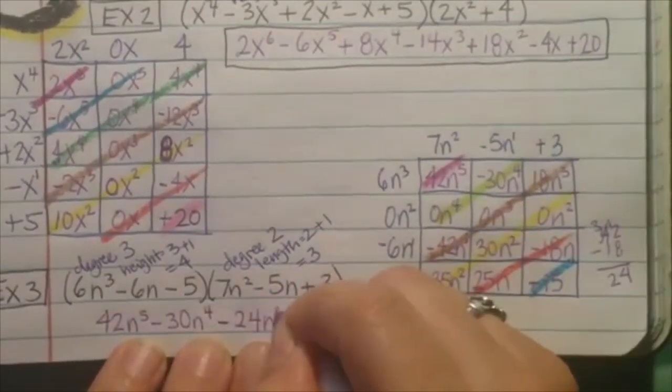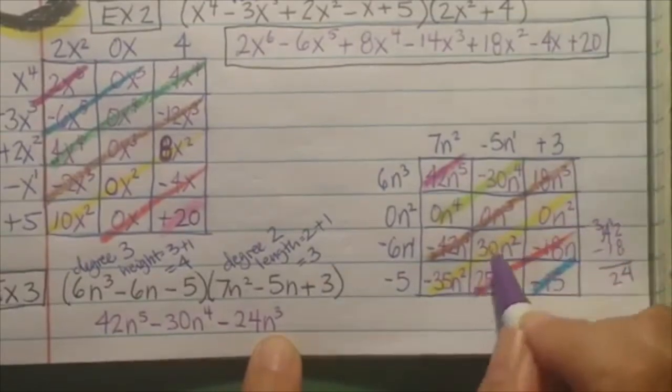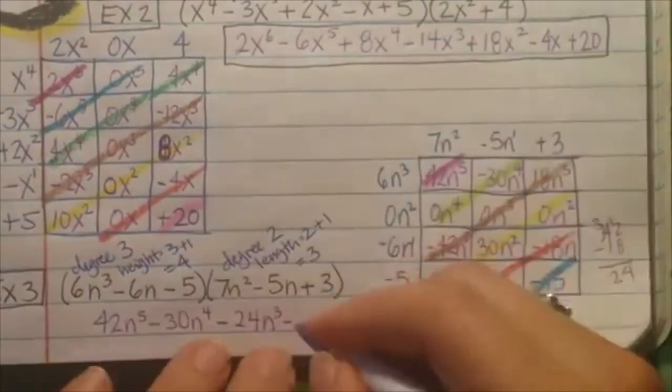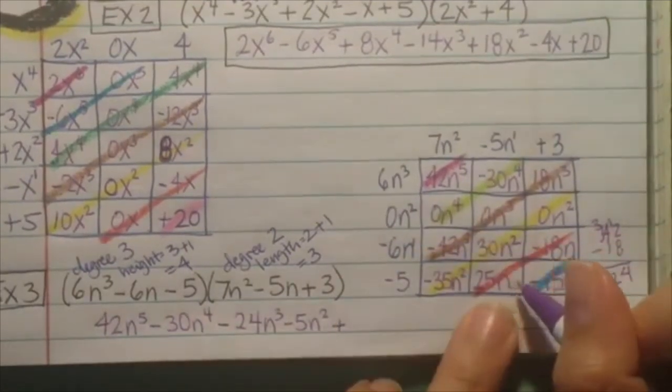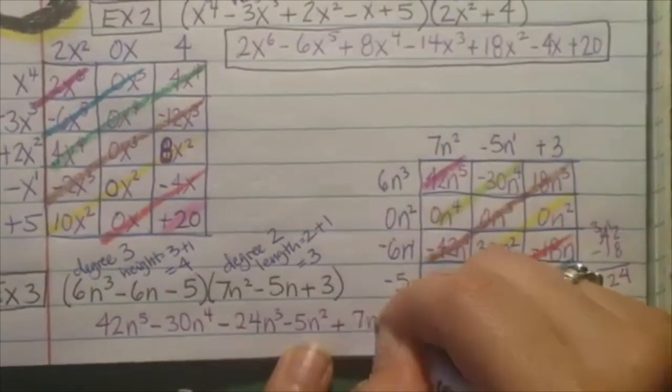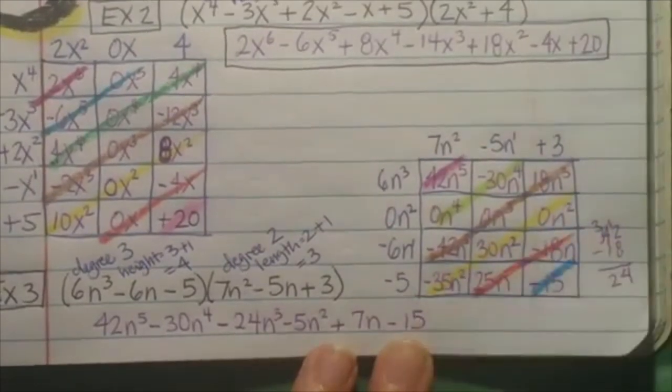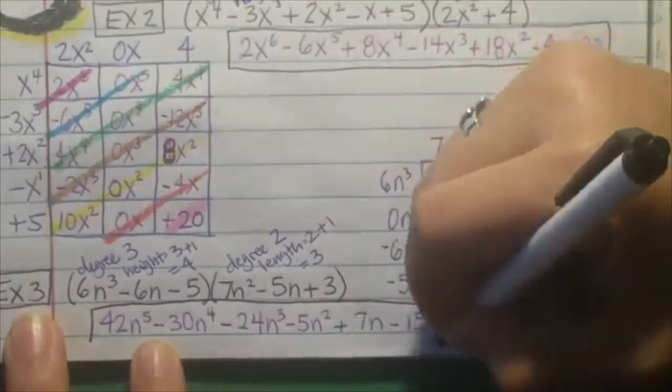N to the 3rd power. And then Tigers versus Trojans again. Tigers win by 5, n squared. Tigers versus Trojans. Trojans win by 7, n, and negative 15. So notice the exponents go 5, 4, 3, 2, 1, 0.